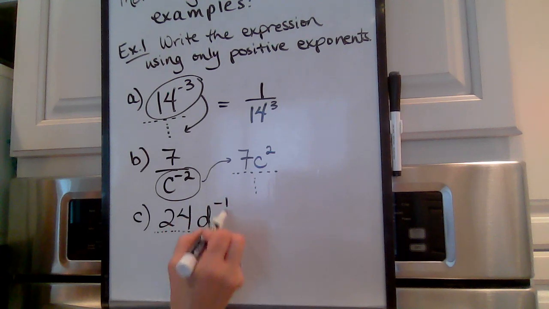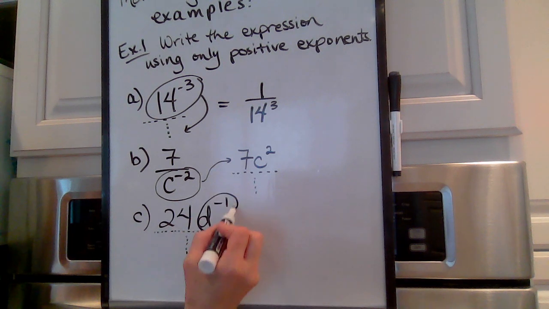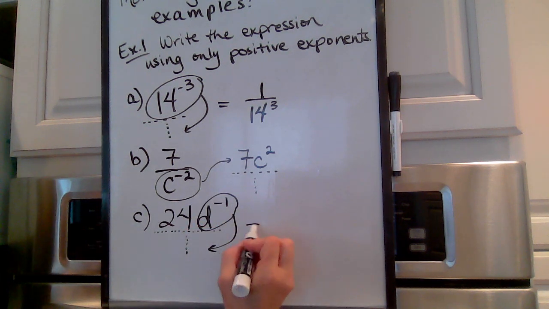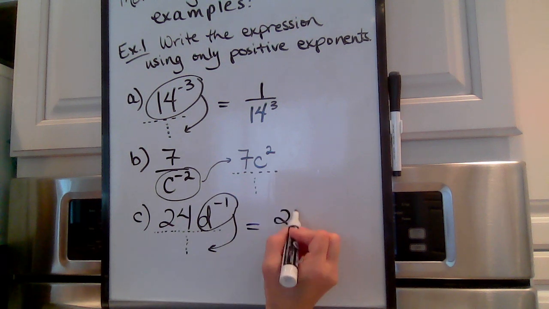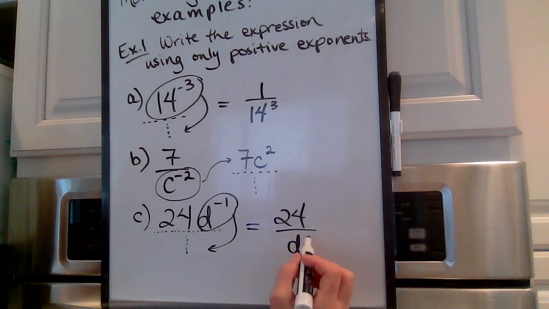This negative exponent is telling us the d does not belong in the numerator. It belongs in the denominator. And so we need to move it, leave behind the 24. It's right where it belongs. And once we move that d to the denominator, the exponent becomes positive. And you could write a positive 1, and it would be correct.